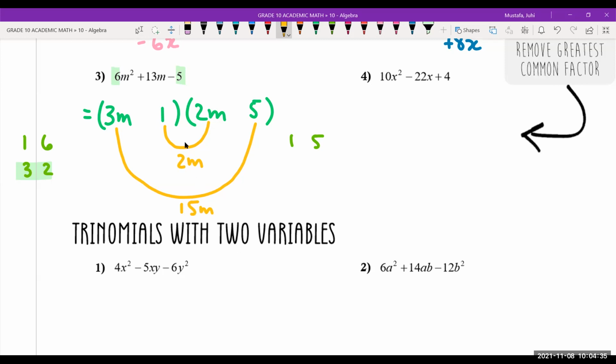Can I add or subtract 15 and 2 to get positive 13? Yeah, what can I make? What can I do?